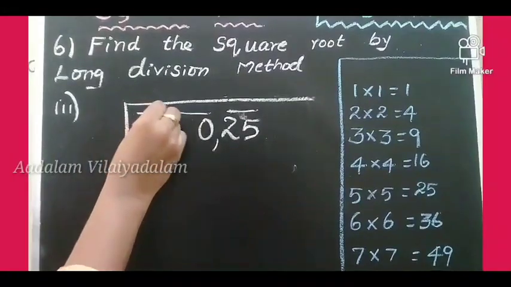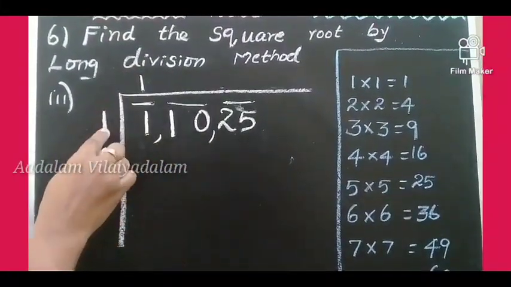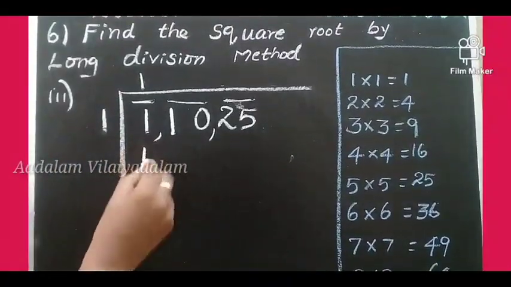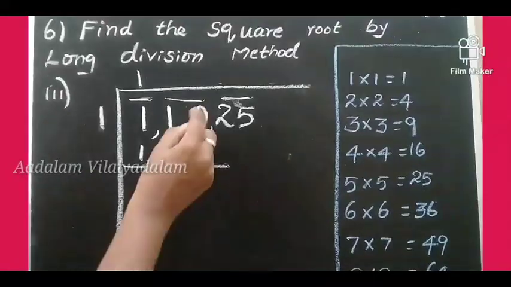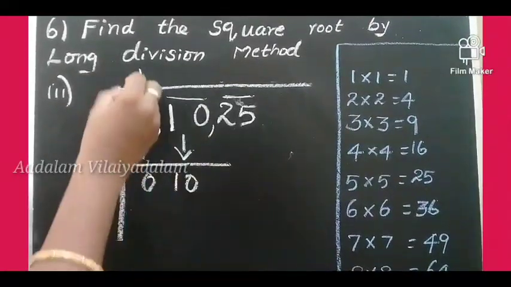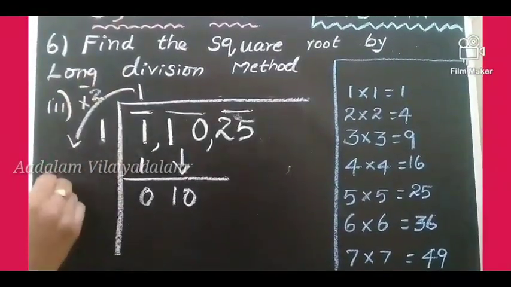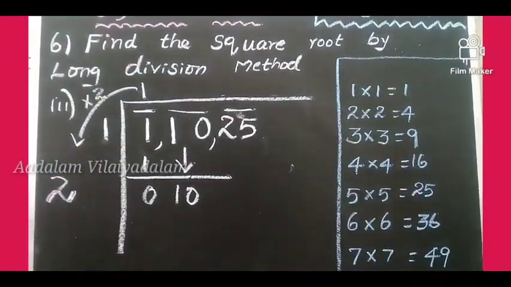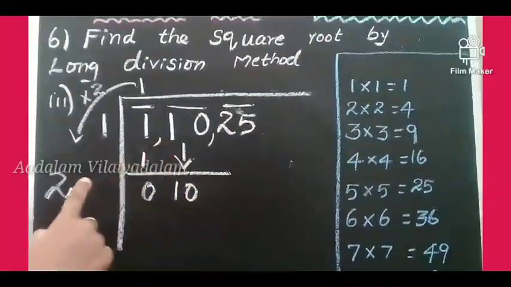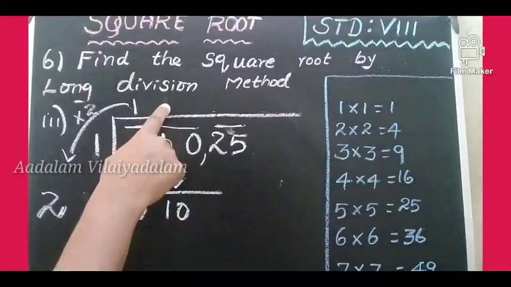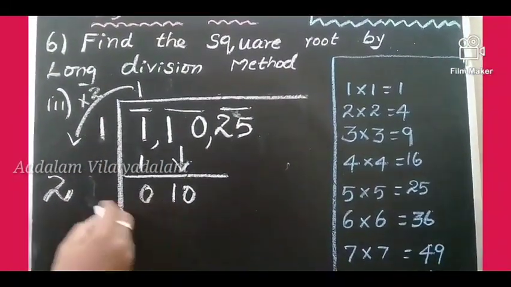The first number is 1. So 1 means 1 1s are 1. The same numbers only we are using here. So 1 1s are 1. So 1 minus 1, 0. Next you write the next pair of numbers 10. Now each step we have to multiply by 2. So 1 2s are 2. Here the first digit is 1 only. So suppose here we write 1, here also write 1. So 21 1s are 21. So here the number is 10 only. So put 0.